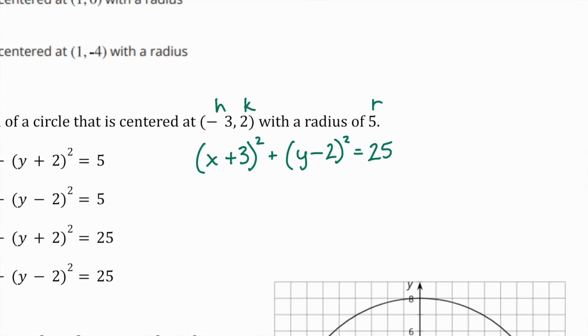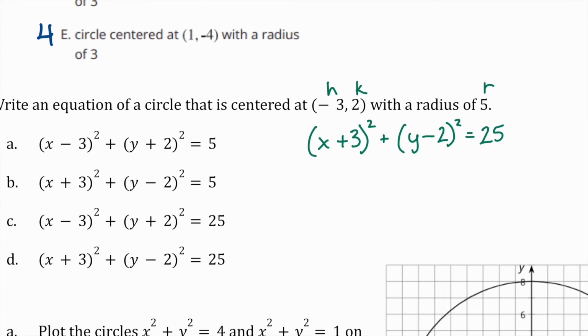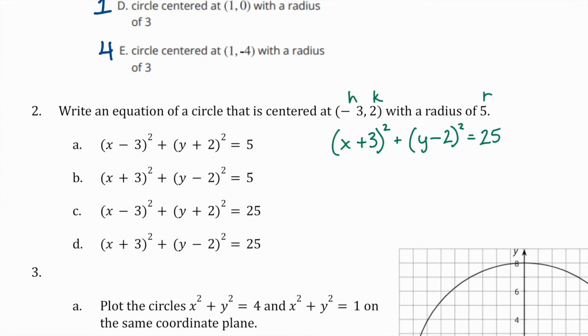Now it's okay to write it as 5 squared, but most times you'll find that they don't in the curriculum here when they give you options. So which one of these matches with mine? X plus 3 squared, y minus 2 squared, and 25. Well, definitely not A and B because those have 5s, and that's wrong. So my answer here is D, because D is the one that matches with my equation exactly. I have x plus 3 squared plus y minus 2 squared equals 25.